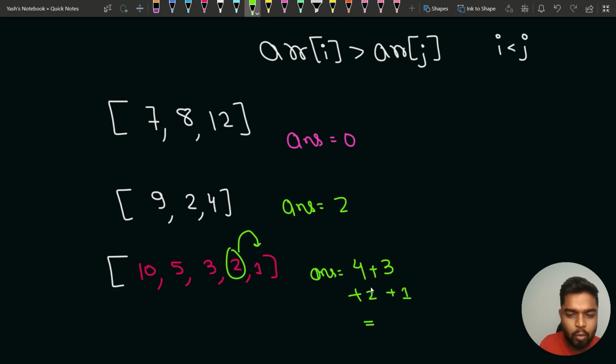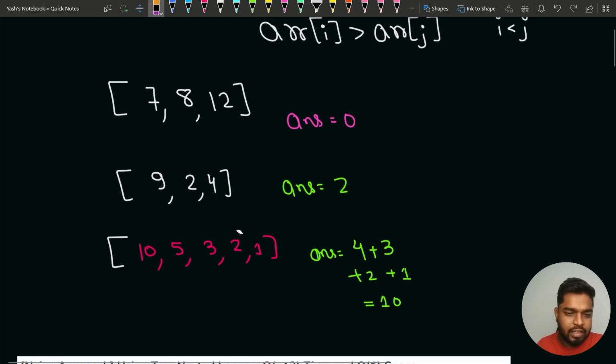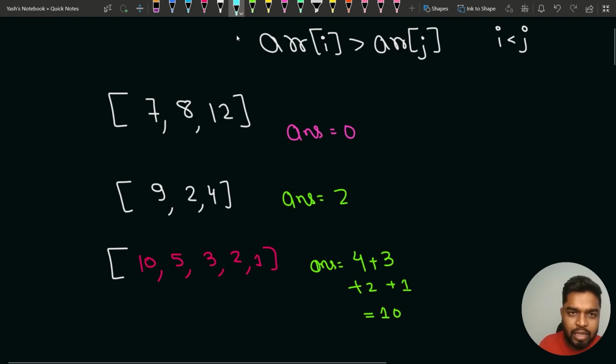Now if you add this up, what is the count that you get? 4 plus 3 plus 2 plus 1. This comes out as nothing but 10 here. Okay, because the sum of the inversions is 10 here. Now after this, if you observe, so what can I conclude? If the array is sorted in the decreasing order, then I can conclude that for the very first element, there are n minus 1 elements on the right side.